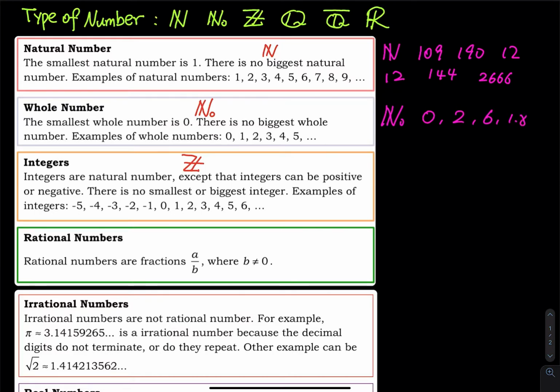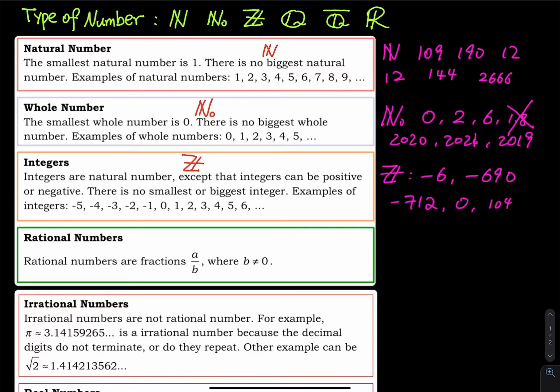How about 1.8? 1.8 is not a natural number, all right? And then 2020, 2021, 2019, they are whole numbers. Integers: negative 6, negative 690, negative 712, 0, positive 104. Right? How about 104.8? 104.8 is not an integer because we can't have a decimal.